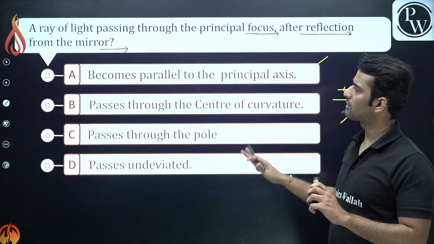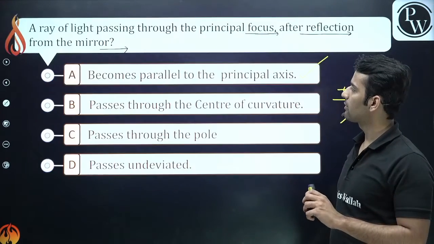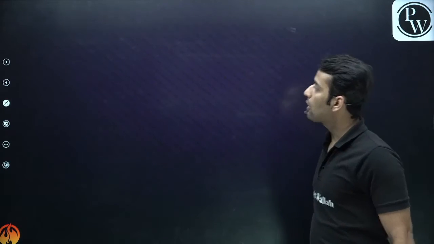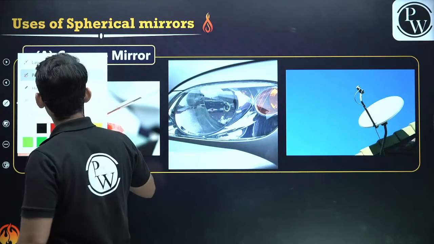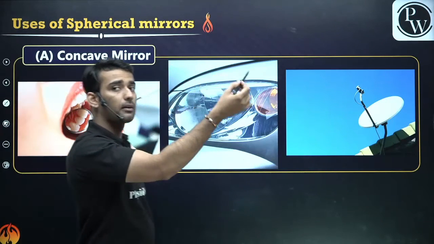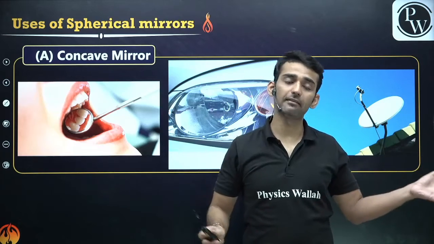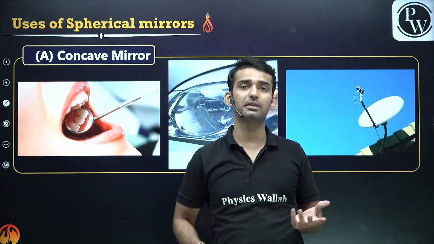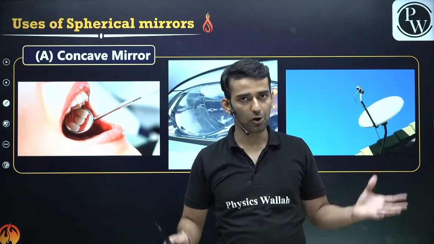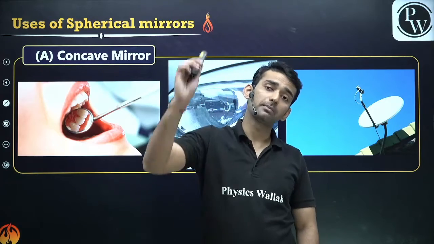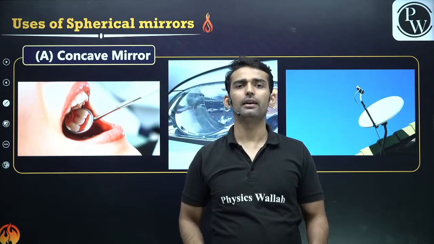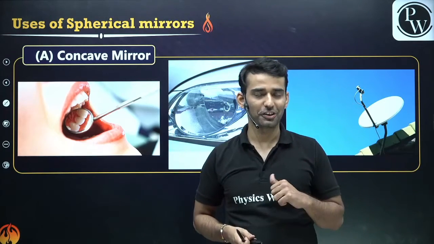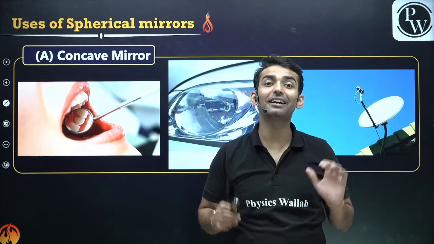I had told you the cases of image formed by a convex mirror. So this is already done. Okay, now applications. How do we use these spherical mirrors? Because I had told you we had a different variety of images. A concave mirror can form basically both types of images. It can form a real image, it can also form a virtual image, it can form an enlarged image, the same size image, and a diminished image. While a convex mirror has some restrictions, it can only form a virtual erect image and a diminished image.